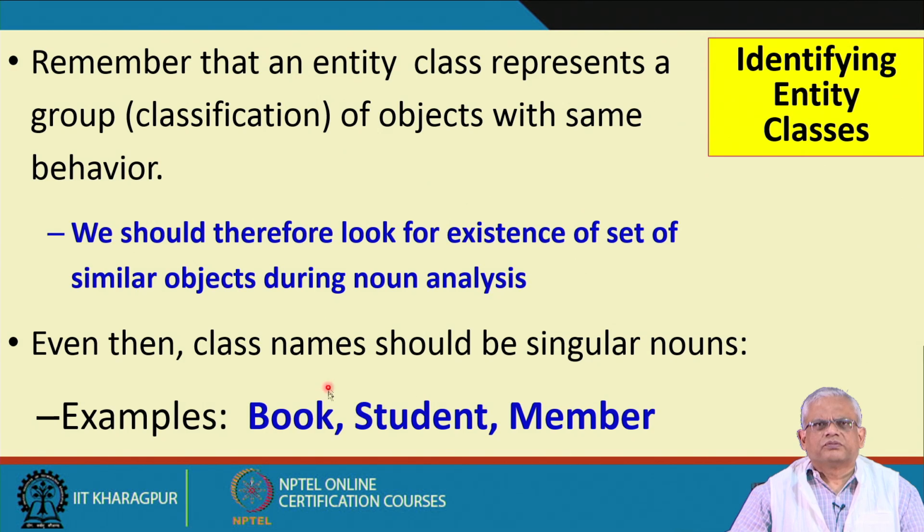please remember that the name of the class will be in singular. We should not have a class called books. The class name is book. The class name can be student. Students in plural is not proper. Please try to give singular names to the identified entity classes, even though they represent a large number of objects.